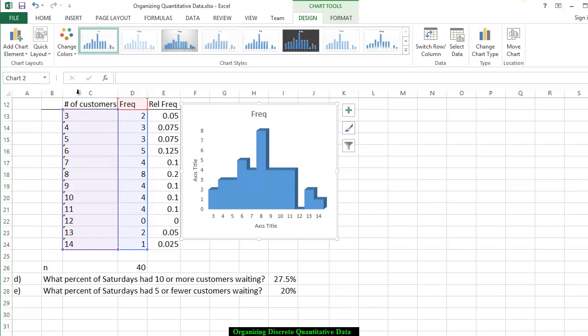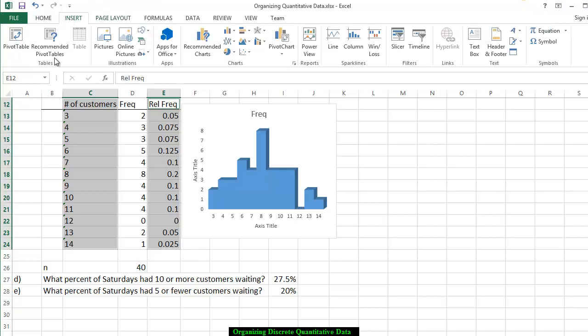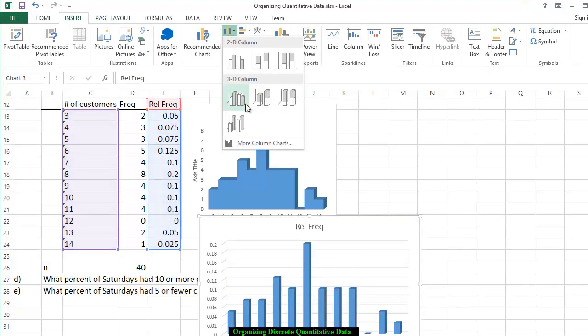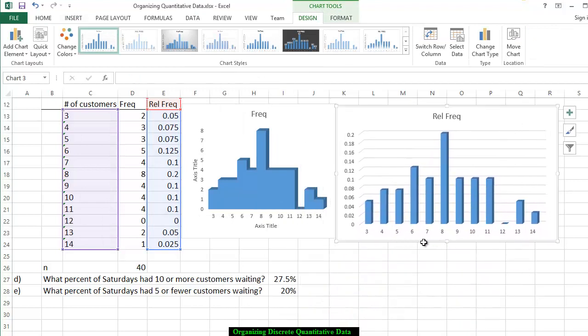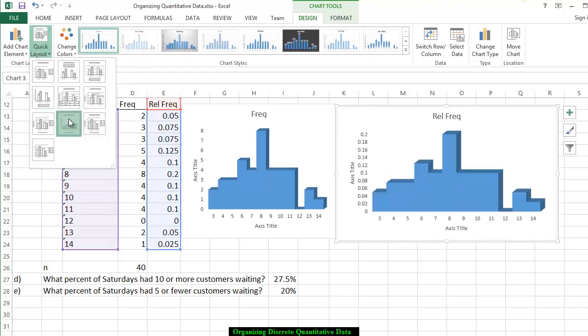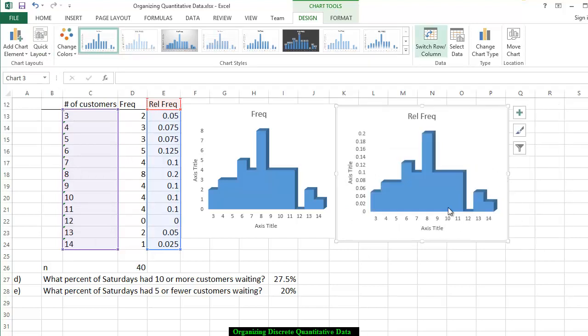Again, I want a relative frequency distribution, so I'm going to scroll down the number of customers, press the control key, and go to relative frequency. I have these two non-adjacent columns highlighted. Again, I want to go to insert. I want my column chart. I want three-dimensional. And again, you notice we have the same initial chart. I would like this to look like a histogram because even when you're counting numbers, it is continuous. I go to my quick layout. I have the histogram. Again, I'm going to make that a little bit narrower.